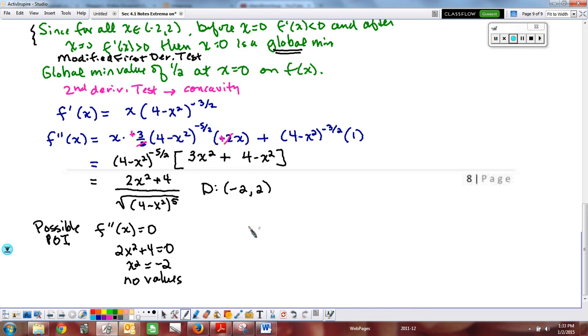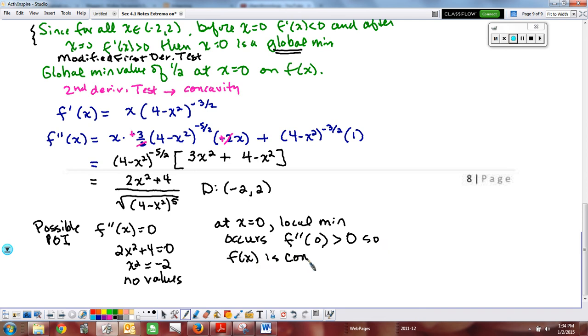And so basically, if we want to prove that at x equal to 0, that is a local min, the reason that we can do that using the second derivative is because the second derivative at 0, you have positive over positive, is greater than 0. So f of x is concave up at x equal to 0. And that is what's going to give us that it is a local min. And that is what we have as our second derivative test.